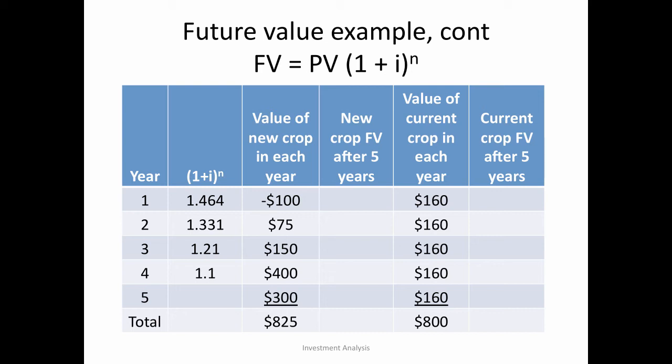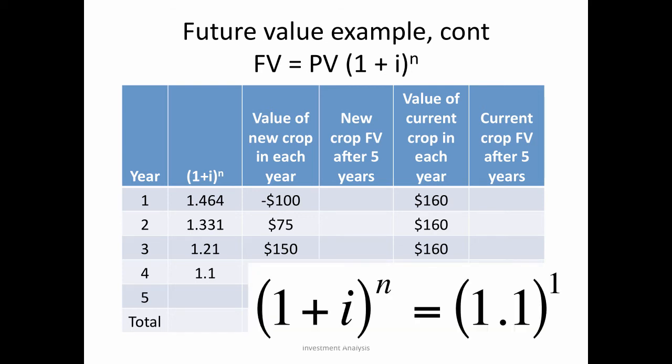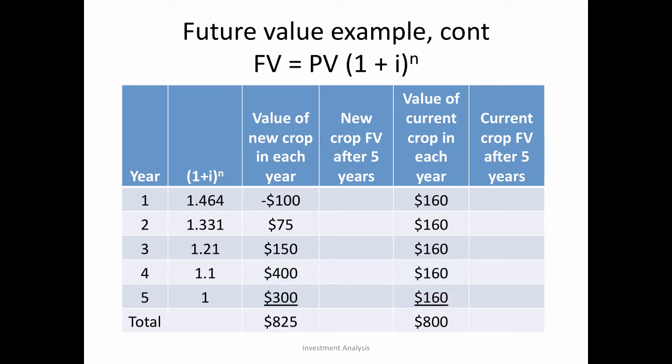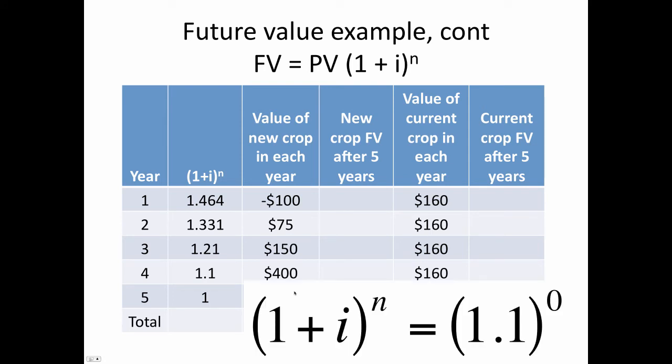So the compound factor for year 4 is only going to be 1.1, and that just reflects the fact that I'm going to be earning interest for only 1 year. And so my compound factor calculation is 1.1 raised to the power 1. The compound factor for year 5 is only going to be 1, and the reason why it's 1 is that we're earning this $300 at the end of year 5, and so there's no time period over which I'm going to be compounding. And so all the calculation is equal to is 1.1 raised to the power 0.